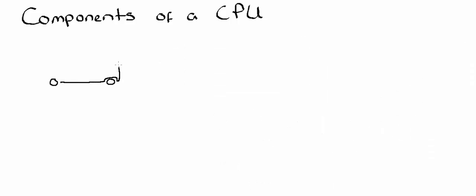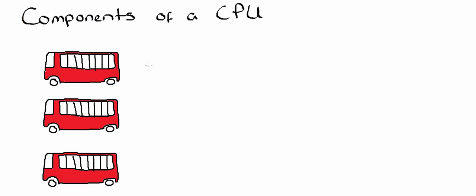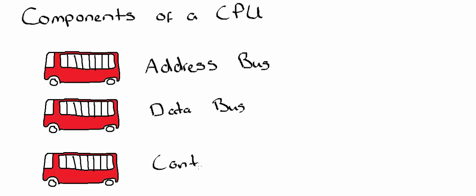In order for the CPU to be able to transmit data between its different components, it needs to make use of buses. There are 3 buses that you need to be aware of. The first one is the address bus. There is then a data bus, and then finally, as we've already mentioned, there is a control bus.